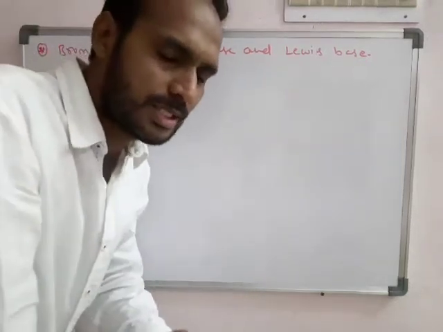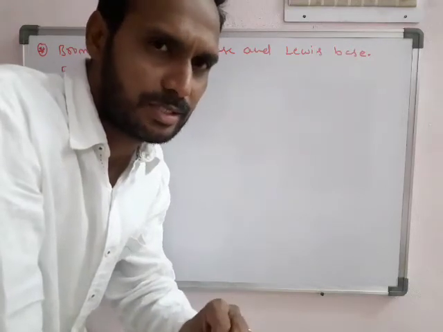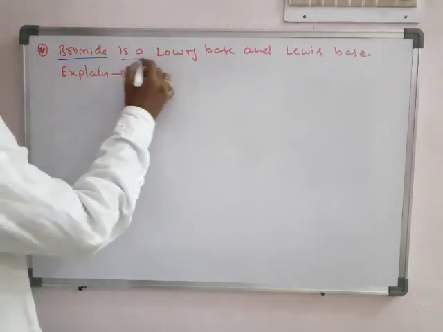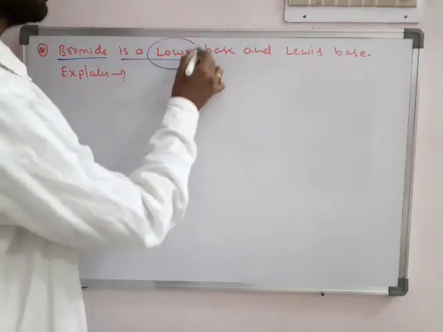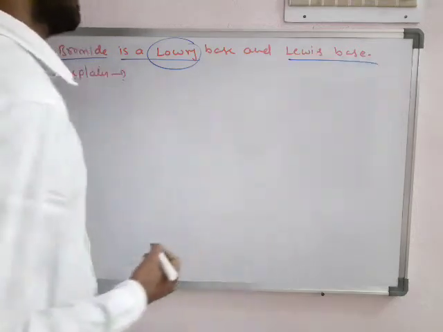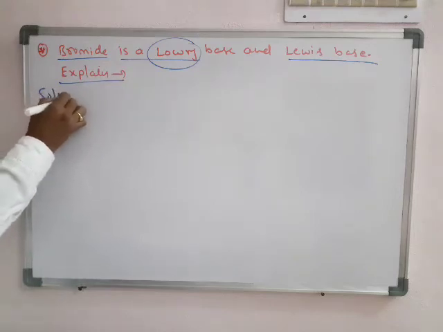So here we discuss some questions based on acid-base theories. See the first one, bromide. Bromide is a Brønsted-Lowry base, and it also works as a Lewis base. How is it possible? So here, very simple.